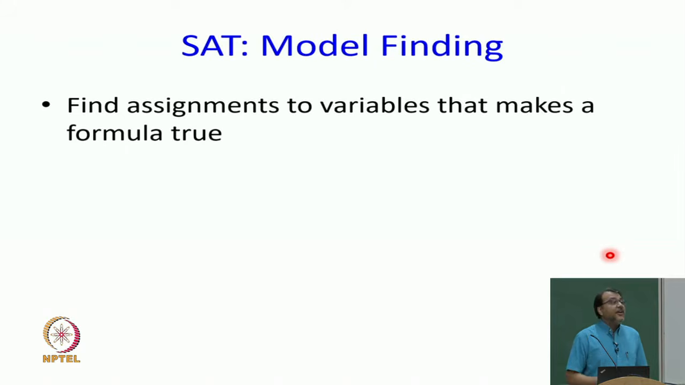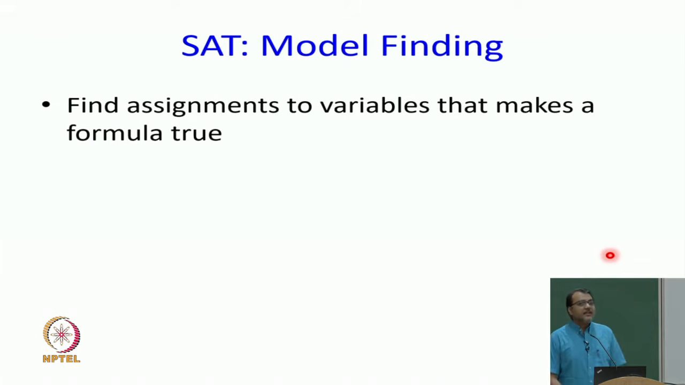Model finding means find the assignment to variables that make the formula true. So I give you a SAT formula like A and B, and I want you to find a model for it. Any one assignment of variables that makes the formula true. If my formula is A and B, which model can make this formula true? A equal to 1, B equal to 1. If my formula is A or B, how many possible models do I have? 3. And I can give any one of them. That is the model finding problem.